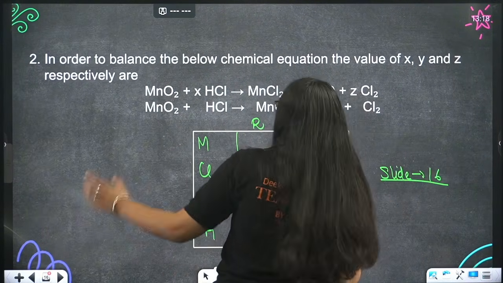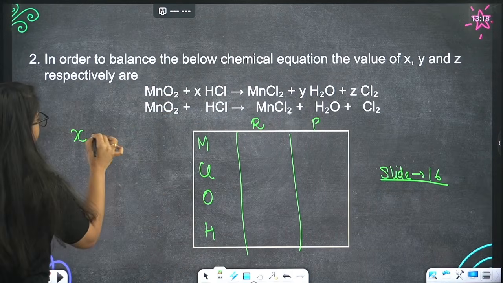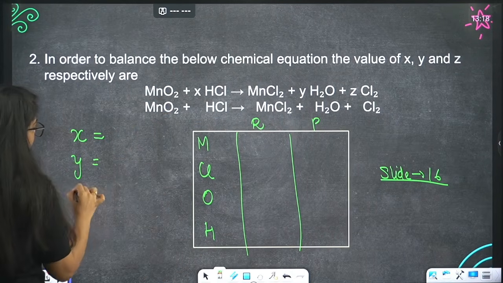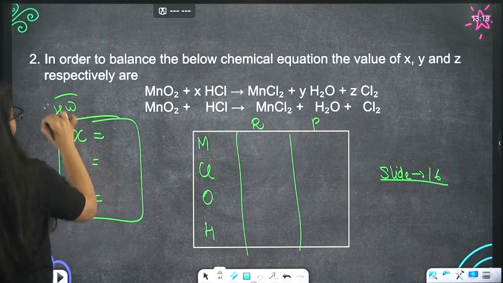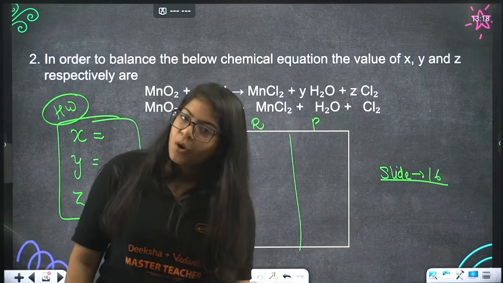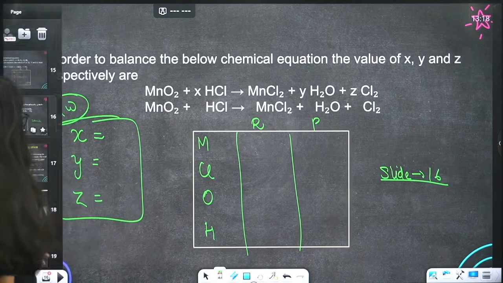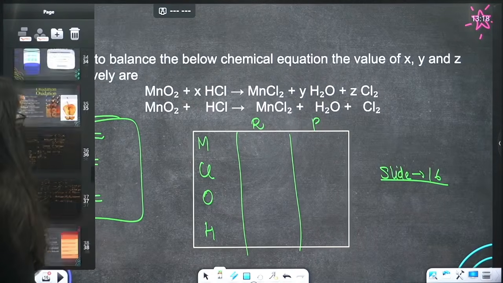You can simply write the values of X, Y and Z. Write the values of X equals to this, Y equals to this, Z equals to this. This is your homework. Done? Write down in the comment section with slide number 16. Okay? Now, one more thing I have that is really interesting.